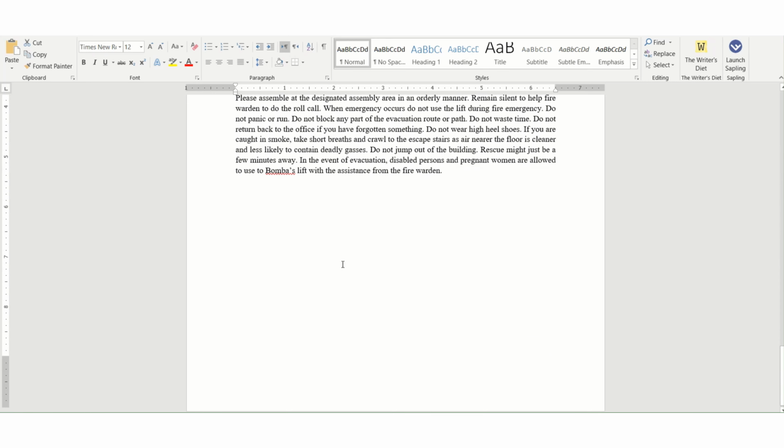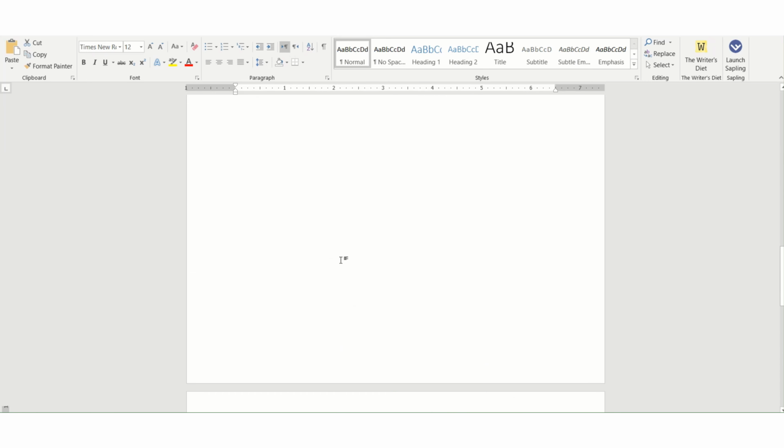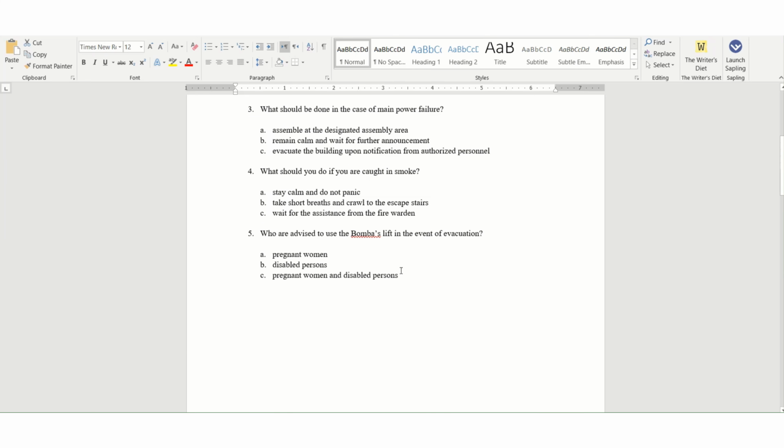So again, listening is quite tricky, especially when it comes to the distractors. What does it mean by distractors? Over here. In certain situations, the longer options can be the incorrect answer, so be very careful about this as well. You cannot simply say, for example in number five over here, who are advised to use the lift in the event of evacuation, that since option C is longer compared to options A and B, C is the correct answer. Maybe C is the incorrect answer.